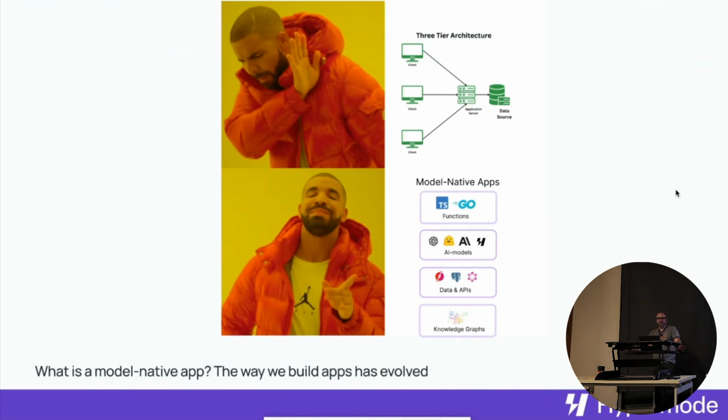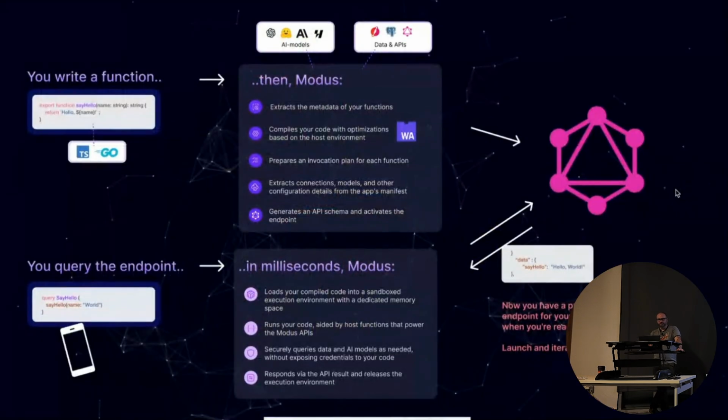So what is a model native app? Well, if we think of the three-tier architecture of building apps, how we used to do things, the client would hit some application server. If we wanted to scale this up, we need to deploy another server. Our data sources are relational databases that are hard to scale. We don't really do this much anymore. Instead, the abstractions that we think about are functions for serverless deployment. We need to think of how we incorporate AI models into our apps, data and APIs, and knowledge graphs are becoming more and more important, especially for AI workflows.